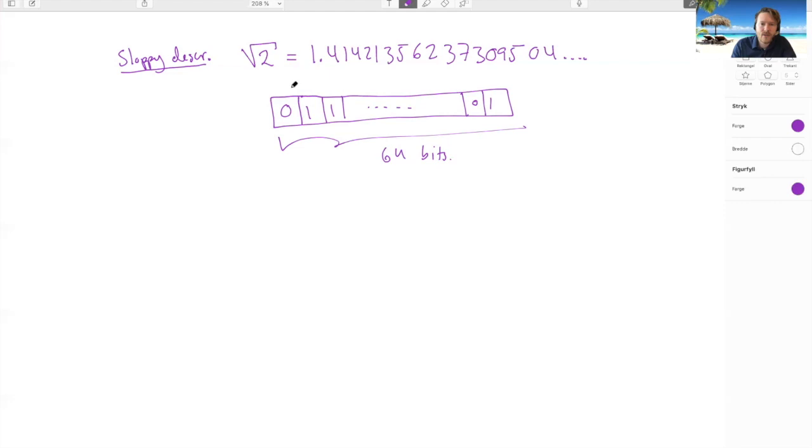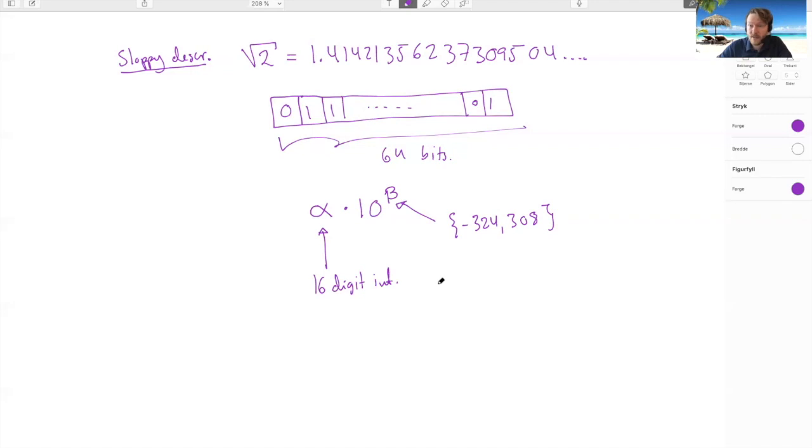And it stores this number in the form alpha times 10 to the beta, where alpha, which is sometimes called the fraction, which doesn't really make sense now that we are doing this sloppy description, is a 16-digit integer, and this beta is an integer between roughly -324 and 308. At the end of this film, we're going to talk about a more exact description.